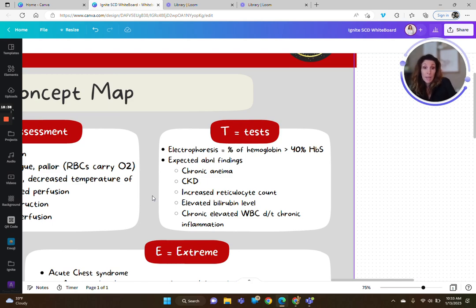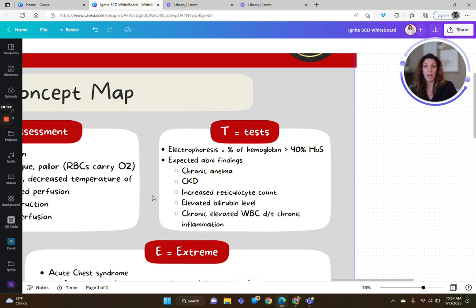So these are like the baby red blood cells, and they are produced at a pretty rapid rate in somebody who has anemia. So if I have anemia, my body's going to produce more immature red blood cells. Okay, so that's what a reticulocyte is.